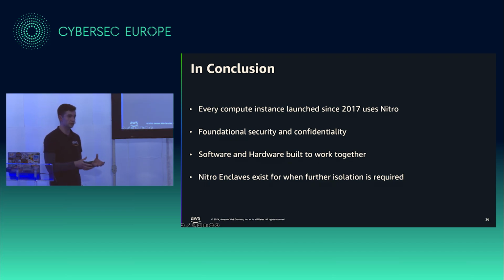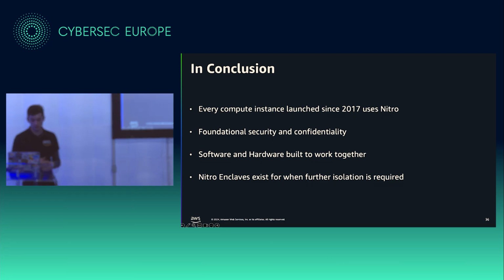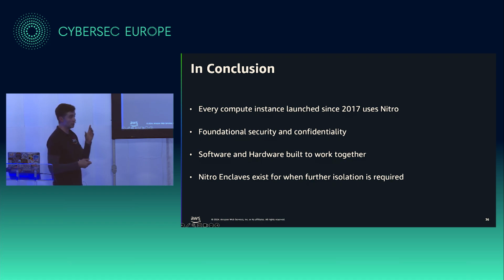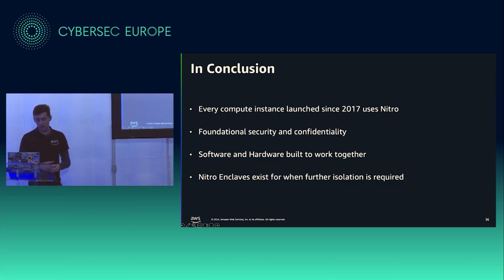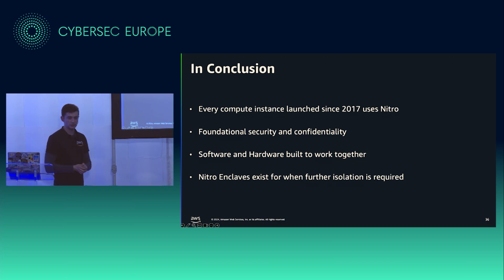As I say, we provide protection from ourselves as the provider, from other users of the service, and indeed, if you need to, from others in your own organization as well. So making sure we have that privacy and protection. The software and hardware is built together. We build it, we own it, we make it. And I should say Annapurna Labs, as I said, we purchased them, so they're now part of the Amazon family. And Nitro enclaves exist for when you need that further isolation. But, as I say, the Nitro system may be sufficient for your needs in terms of providing that segregation and protection that you require.